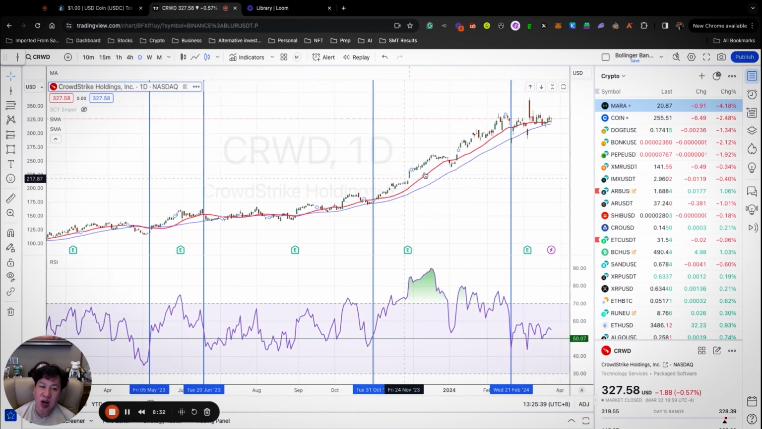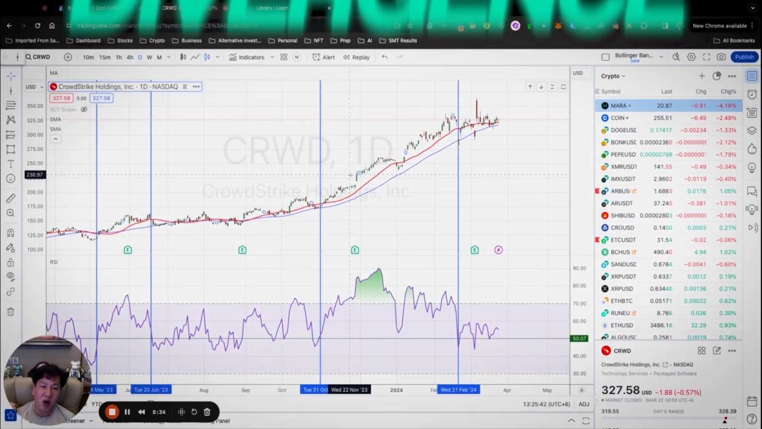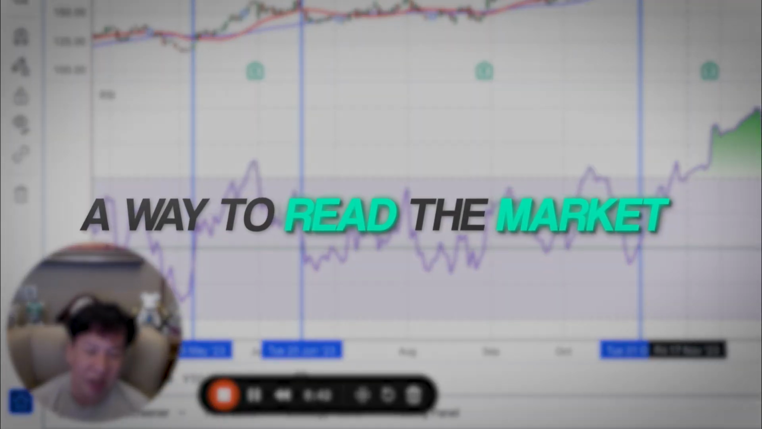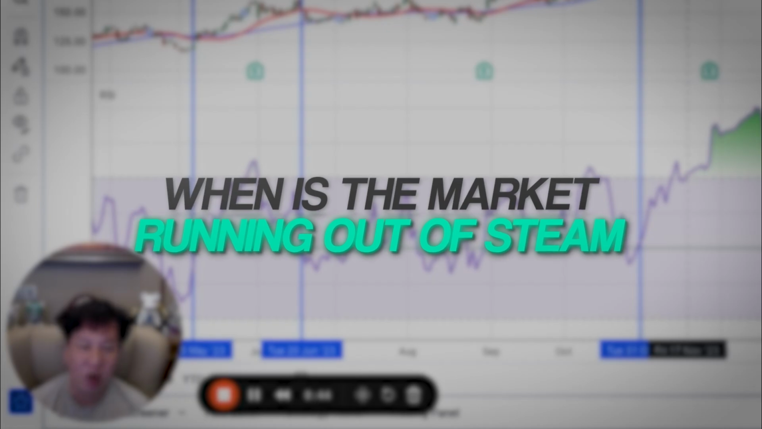Okay, the last one, what we can use it for is what we call divergence. Okay, divergence, generally, again, I don't use it as an entry. I use it more as a way to read the market. When is the market running out of steam?